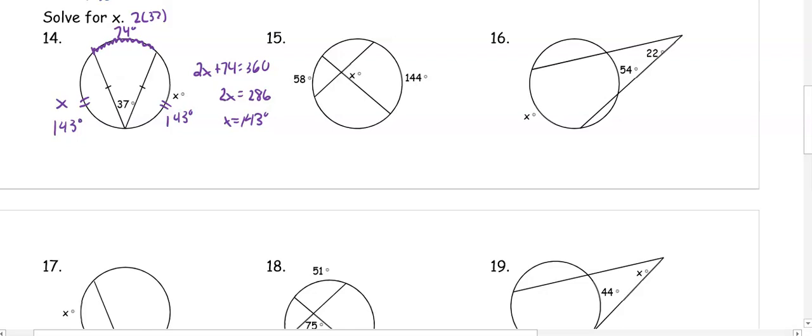Number 15, x is an angle that is inside our circle, but it's not at the center of the circle. So we want to add our arcs and divide by 2 or multiply by half. So we would have x equals 1/2 times 58 plus 144.